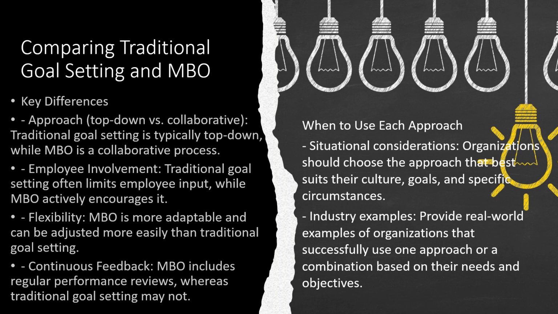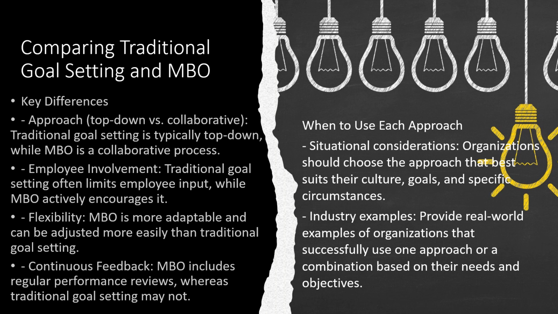So if we compare traditional goal setting and MBO, there are several key differences. First, the approach is top-down for the traditional versus collaborative for MBO. This is the main point. And the second one, employee involvement: traditional goal setting limits employee input, while MBO actively encourages it, so it encourages more employee involvement. And for flexibility, MBO is more adaptable and can be adjusted more easily than traditional goal setting.